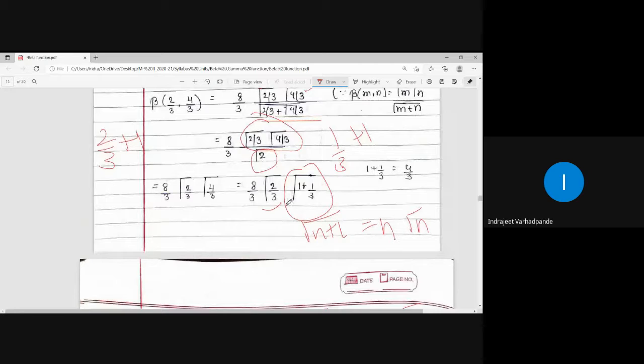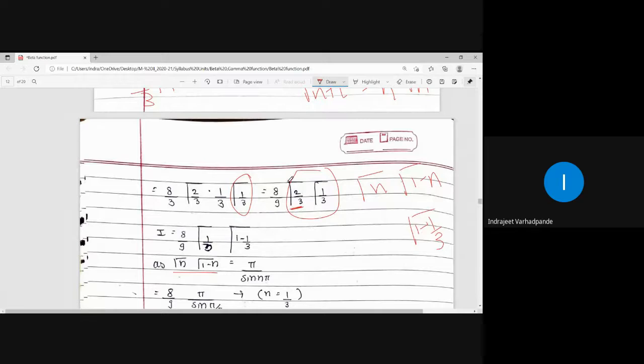See, 2 by 3 cannot be simplified. For 4 by 3, the numerator is greater than the denominator, so apply the plus 1 property. What is the difference between 4 and 3? 1. So it will be 1 by 3 plus 1. 1 by 3 plus 1 is written as 4 by 3. This is done. Apply the property gamma n plus 1: gamma n plus 1 is n gamma n. Once it is done, now you are left with gamma 2 by 3 and gamma 1 by 3.